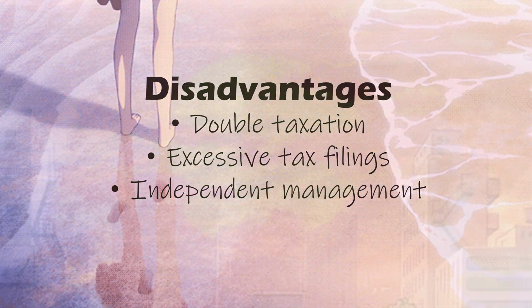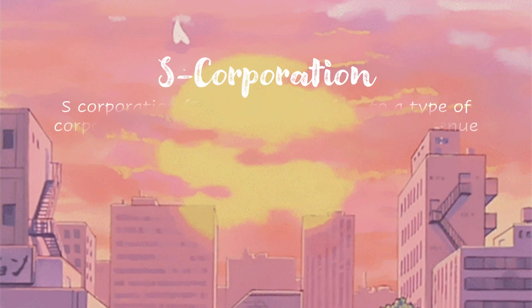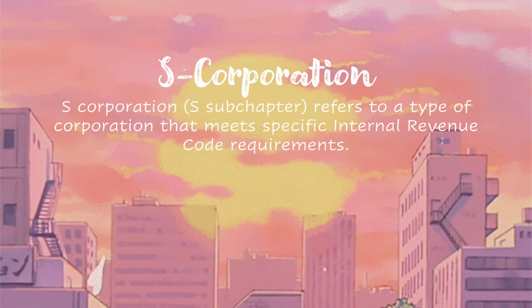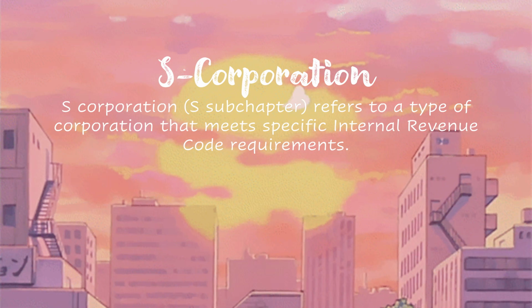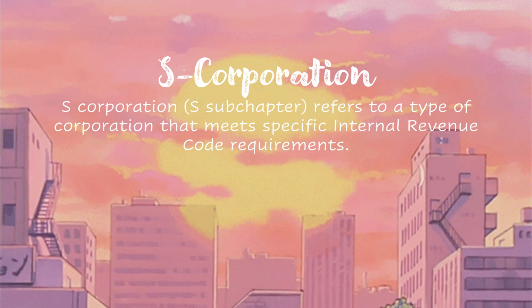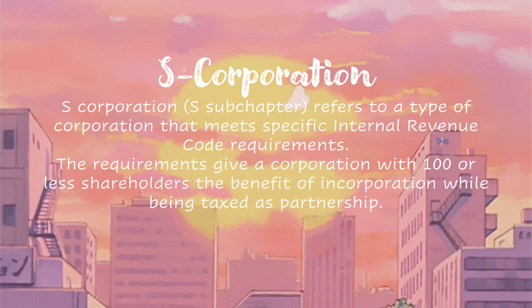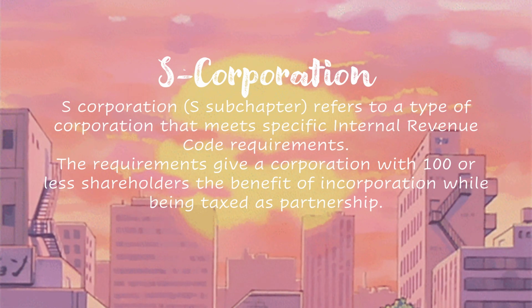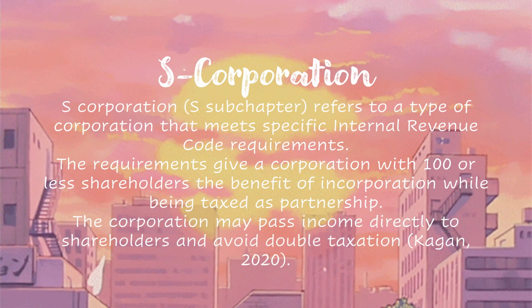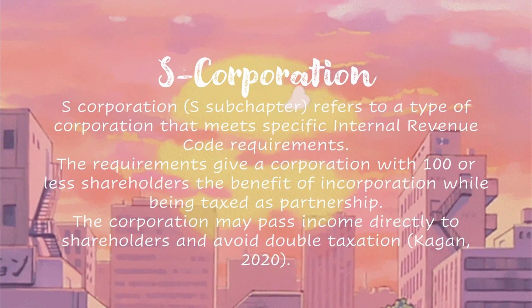S corporation, or also known as S subchapter, refers to a type of corporation that meets specific Internal Revenue Code requirements. The requirements give a corporation with 100 or fewer shareholders the benefit of incorporation while being taxed as a partnership. The corporation may pass income directly to shareholders and avoid double taxation.